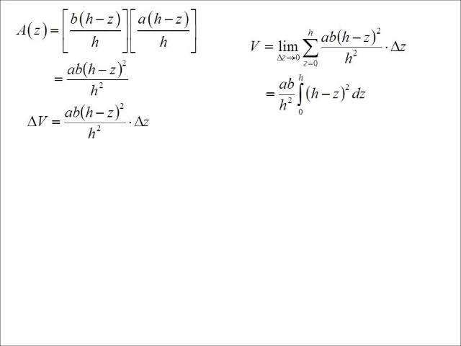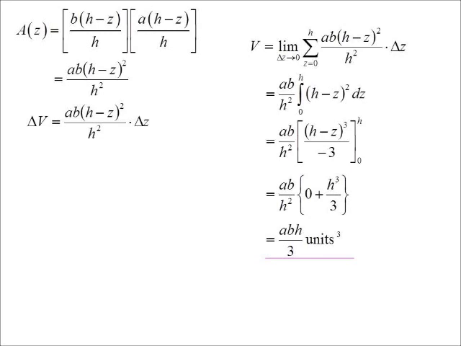I've pulled all the constants out that I can, so ab over h squared's out the front. So all I'm really integrating is (h minus z) all squared, which is actually a nice little integral. Add 1 to the power over the power, but in this case it's minus z, so we'll end up with minus 3 on the bottom. Substitute in h, substitute in 0, and there's the formula we're used to seeing. 1/3 of abh. Base times width times height.